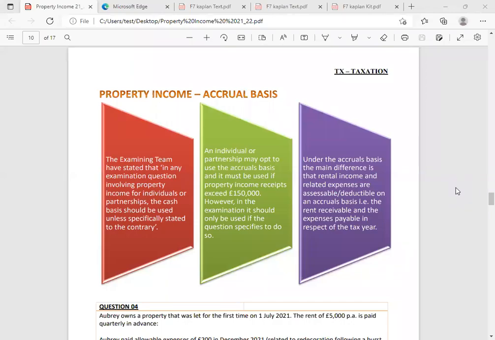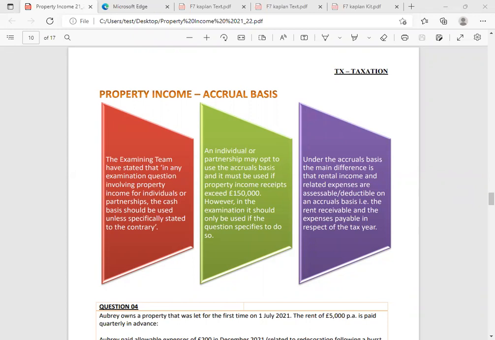Today's class, we are going to discuss the accrual basis of property income. Accrual means you will not focus on the cash received. You will focus on how many months fall in the tax year. So this is the same as accounting, but when should we do this? Every time, or no?